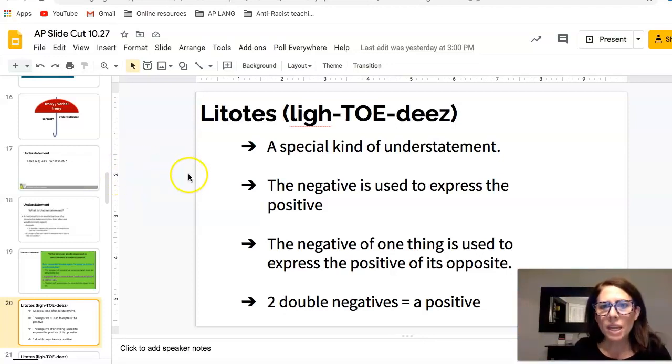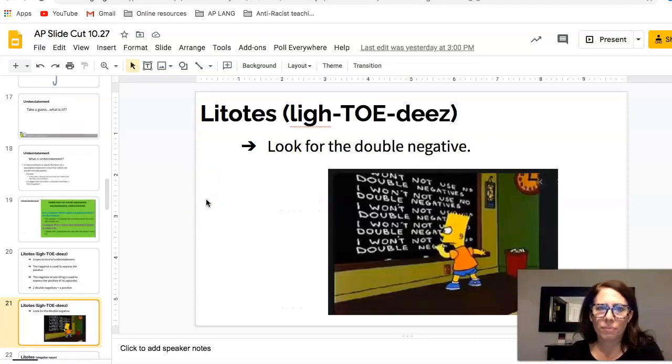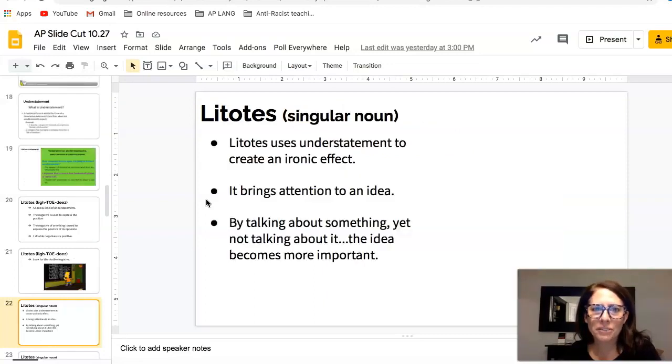Here, it is a negative that is used to express a positive. That is the simplest way to put it. Specifically, it is the negative of one thing that is used to express the positive of that one thing's opposite. And so that's confusing, but I will show you what that means. Another way to see it is two double negatives cancel each other out, like in math, and become a positive. And a reminder for double negative: I won't not use no double negatives. Totally cancels it out. So we don't want to use double negatives.